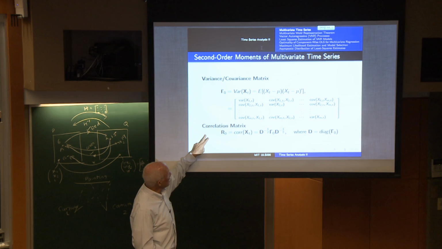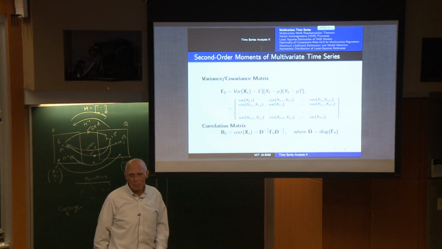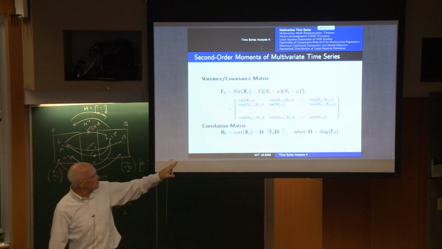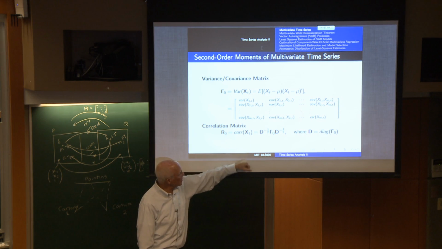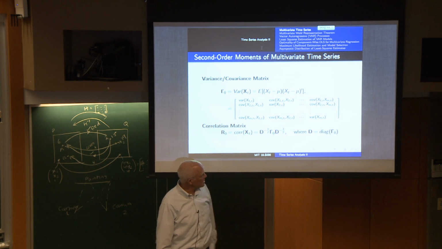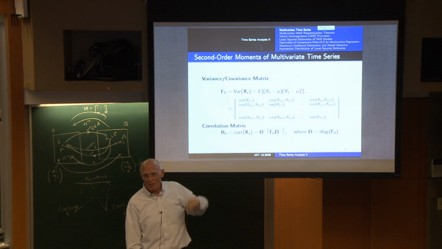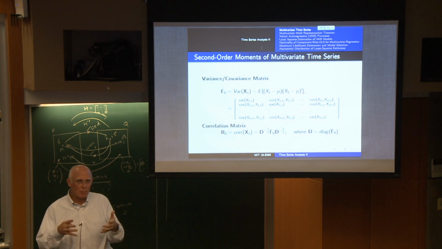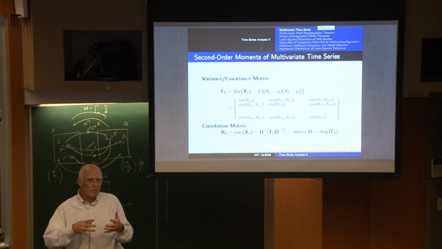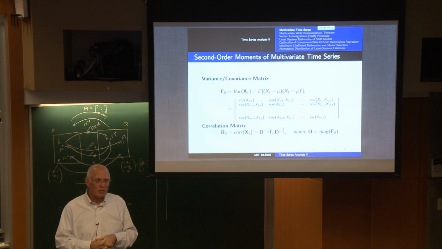Now, the correlation matrix, R0, is obtained by pre and post multiplying this covariance matrix, gamma naught, by a diagonal matrix with the square roots of the diagonal of this matrix. Now what's a correlation? Correlation is the correlation between two random variables where we've standardized the variables to have mean 0 and variance 1.